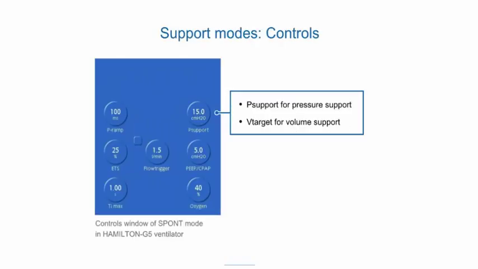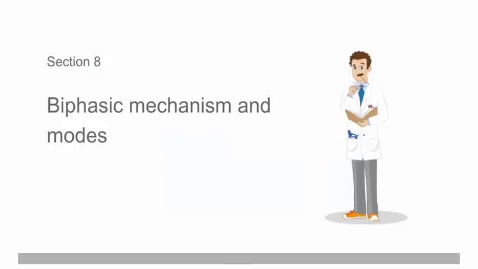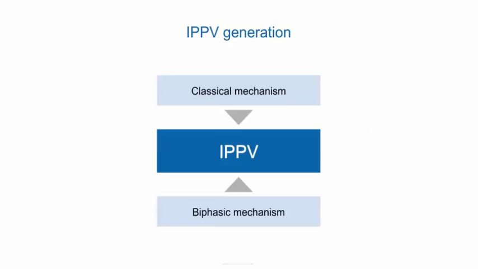Typically, support modes have the following controls: patient trigger, type and sensitivity, P support for pressure support mode or target volume, V target, for volume support mode, pressure ramp, P ramp, flow cycle ETS, PEEP, FiO2. Biphasic mechanism and modes. Biphasic modes are the third mode category.